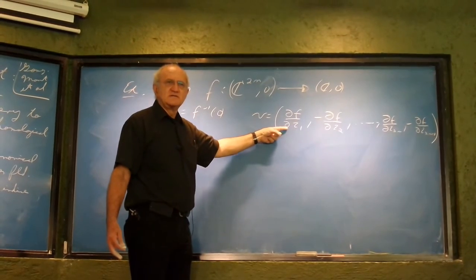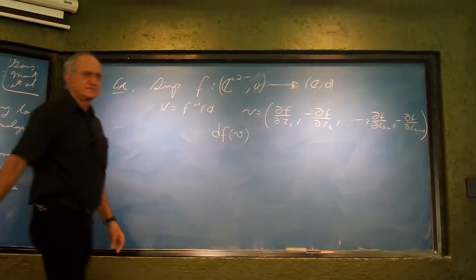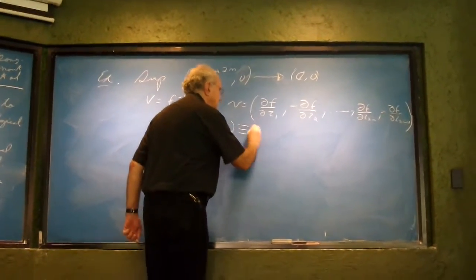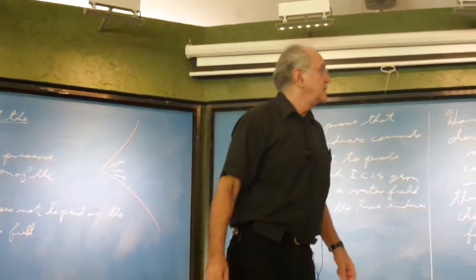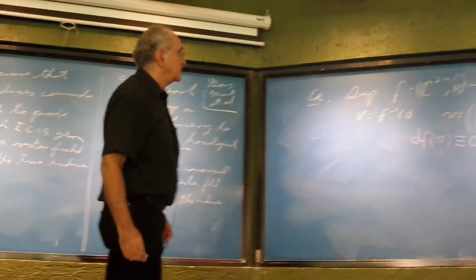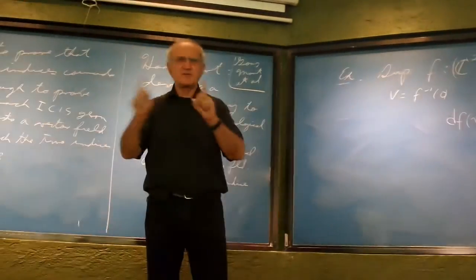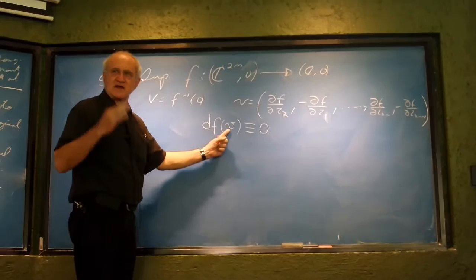What else? What happens if you take the differential of f and you evaluate it on V? That's identically zero. Sorry? The first coefficient of the vector V is... yes, thank you. You change them by pairs. Then when you take this, you get that the differential of f evaluated on V vanishes identically everywhere.